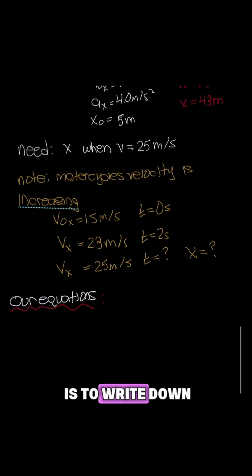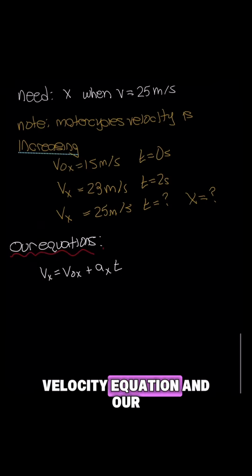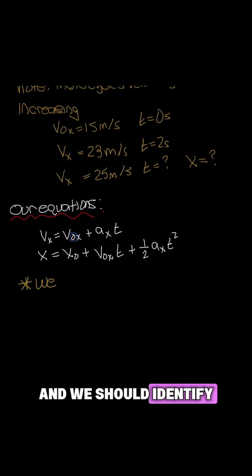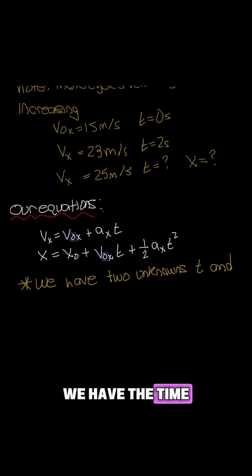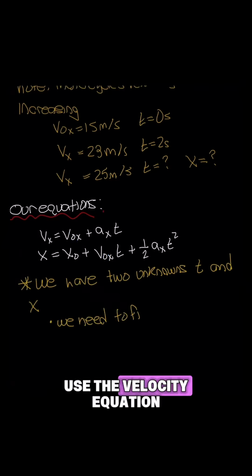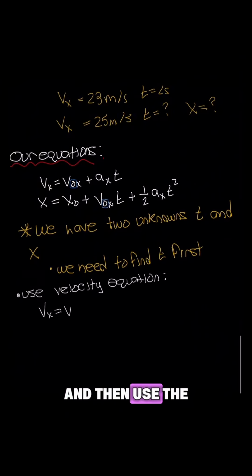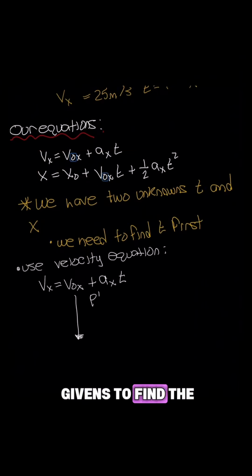So our next step is to write down the equations we have. So we have our velocity equation and our position equation here, and we should identify that we have two unknowns. We have the time and the x position. So first we can use the velocity equation to find the time, and then use the time and the other givens to find the x position.